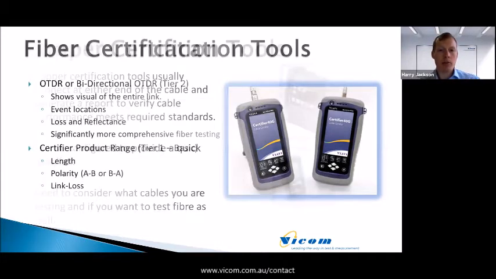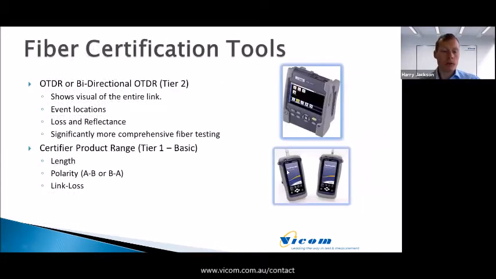For fiber certification tools, be aware that there's essentially two tiers of fiber certification, and which tier you're using will be based upon your organization's requirements or your customers' reporting requirements. A tier 2 solution is actually the more advanced of the two, and this will be done using a tool called an OTDR, or optical time domain reflectometer, and that can be done using either a unidirectional test or a bidirectional test.